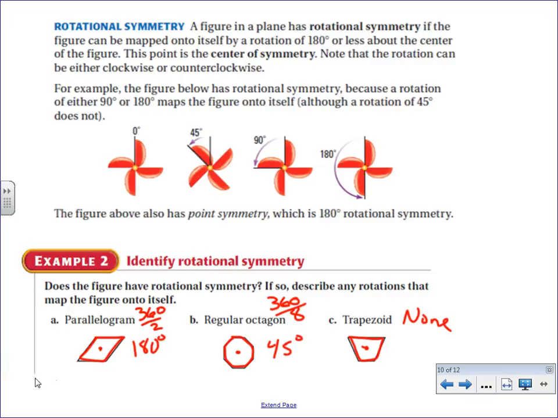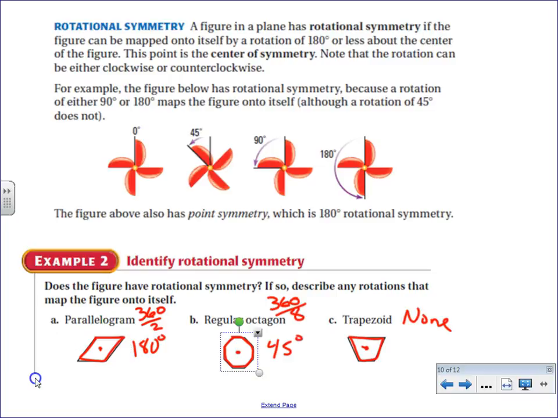The parallelogram has 180 degrees rotational symmetry. If I were to rotate this figure, notice it's a 180 degree turn before I'm back in the same position. Another 180 rotation back again. So in a full 360, I'm in the same spot twice. So 360 divided by 2 gives me 180 degree rotation.